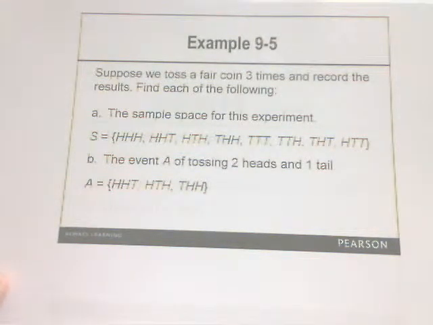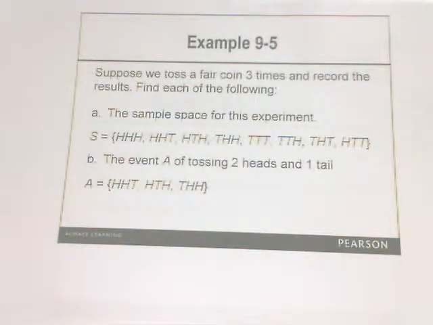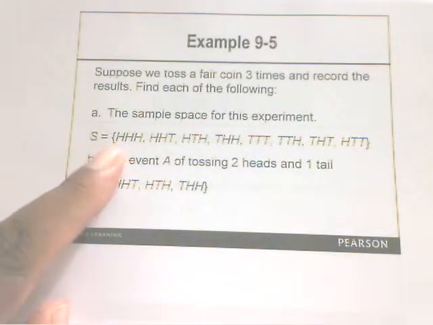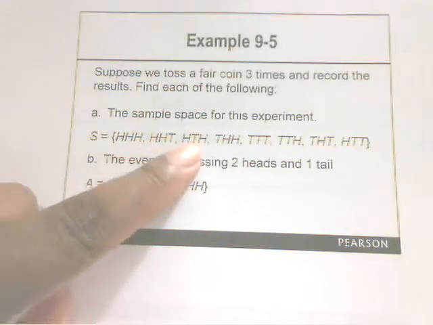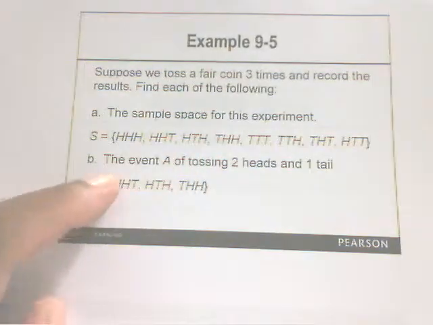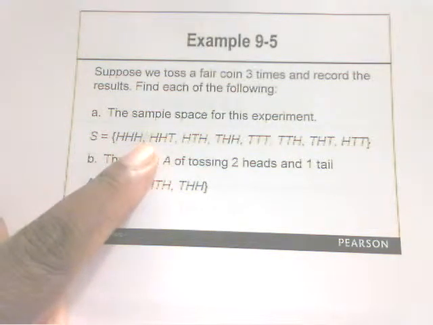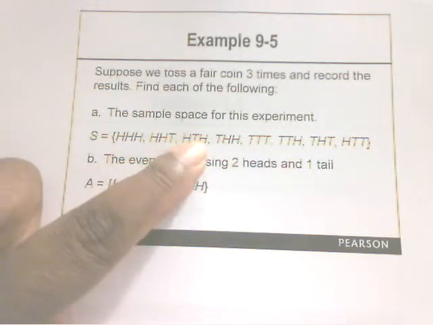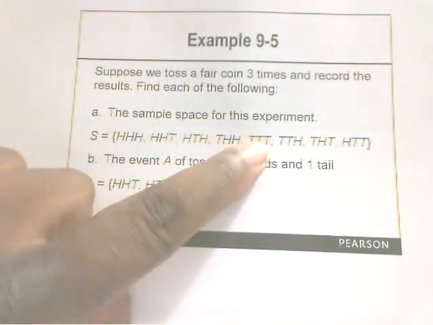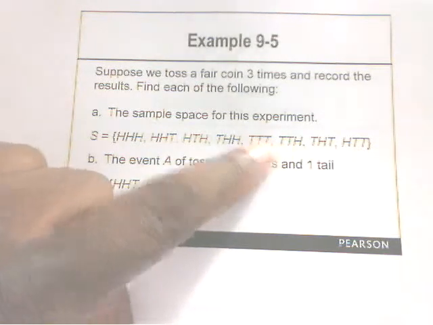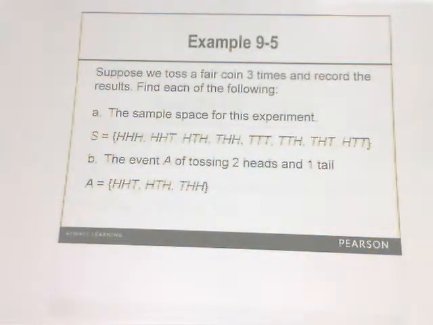All right, an example of this. Suppose we toss a fair coin 3 times and record the results. Find each of the following. That is, the sample space for this experiment. Now, if we toss a fair coin 3 times, then this will be the sample space for that whole thing: heads-heads-heads, heads-heads-tails, heads-tails-heads, heads-tails-tails, tails-heads-heads, tails-heads-tails, tails-tails-heads, tails-tails-tails.